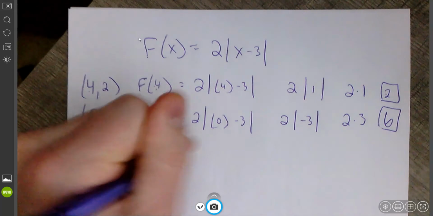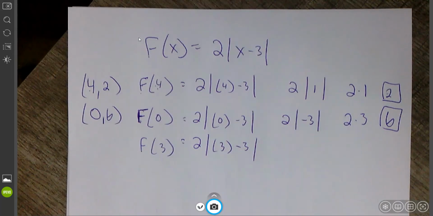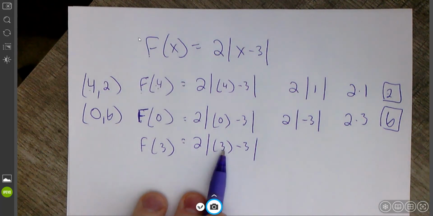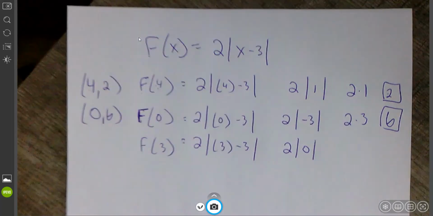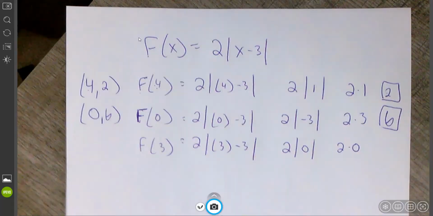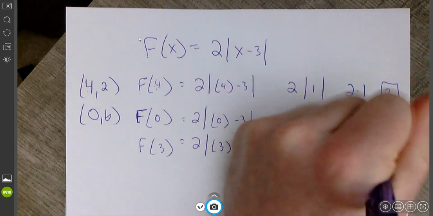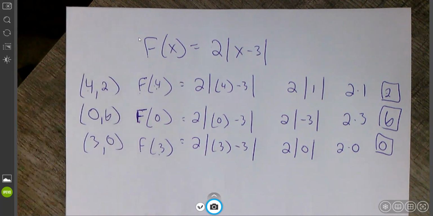Let's try 3 then. 2 times the absolute value of 3. It's like that. 3 minus 3 is just 0. The absolute value of 0 is just 0. And I get 2 times 0, which is 0. So if I plug in a 3, it would kick out a 0.